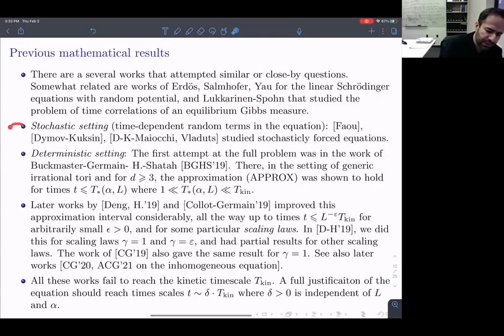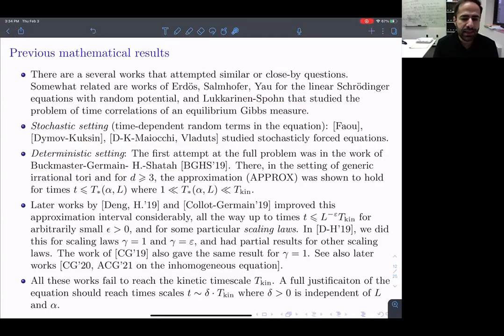Now, there are some works in the stochastic setting on this problem. Basically, instead of taking random initial data, you would add a stochastic force to the equation. Here, there are works of Pfau, Dymov-Kuksin, and Dymov-Kuksin-Maiocchi-Vladuts, who have studied stochastically forced equations. But the first attempt at the full problem, where you keep the equation deterministic and only randomize the initial data, was done in joint work with Buckmaster, Germain, and Shatah in 2019.